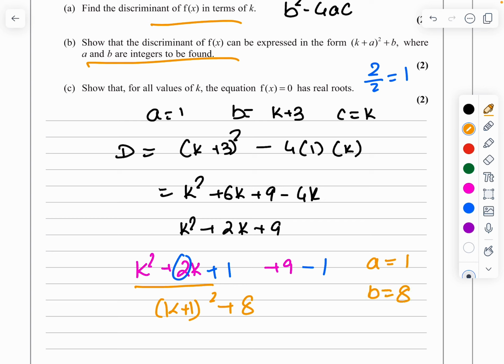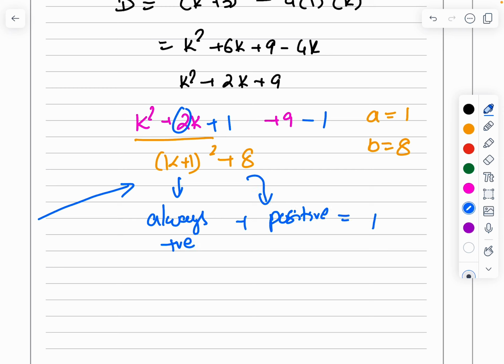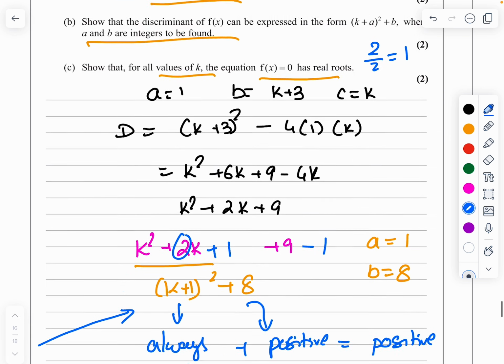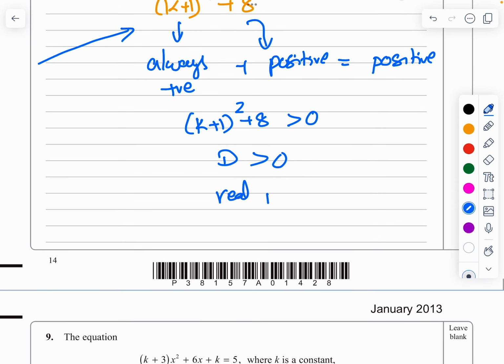Show that for all values of k, f of x has real roots. So we know that k plus 1 whole square is always positive. Square term is always positive. 8 is also positive. Sum of two positive numbers is always positive. So k plus 1 whole square plus 8 is always greater than 0. Means discriminant is greater than 0. Discriminant is greater than 0 means it is always having real roots. So we have to prove that discriminant is greater than 0.